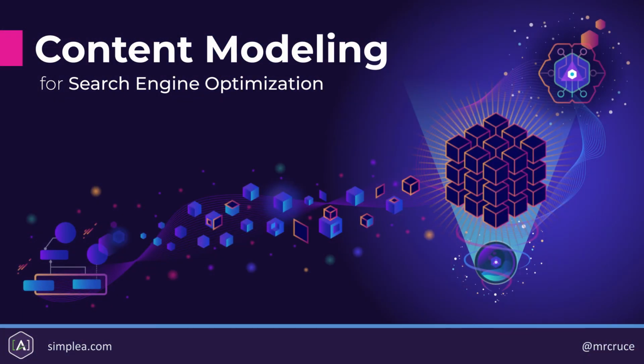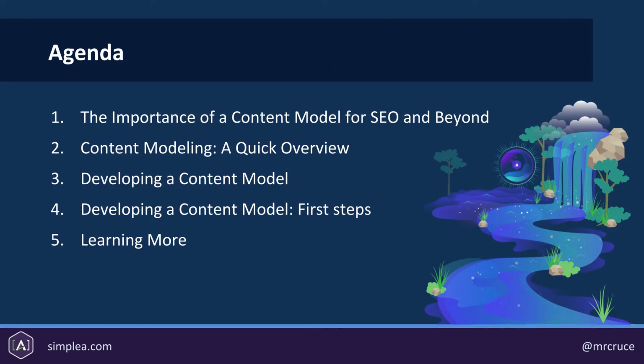Today, we're going to talk about content modeling as it relates to search engine optimization. Search engine optimization is specifically about the discovery of our content by Google and other external search consumers. So we're going to talk today about the importance of a content model for SEO, but also beyond, how our content models can help to connect content in a number of forms.